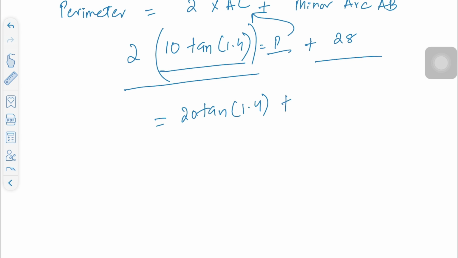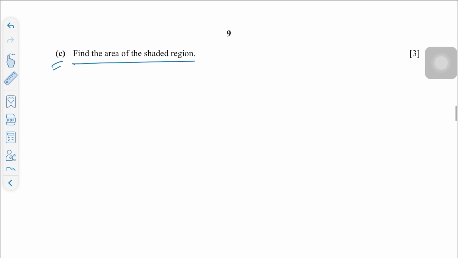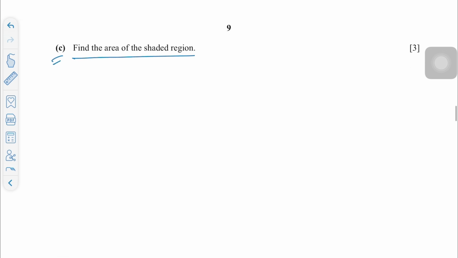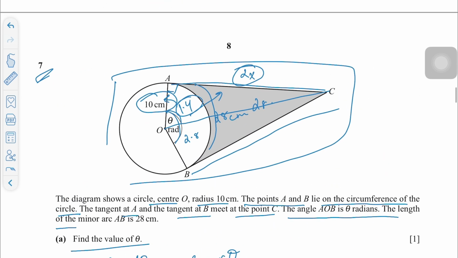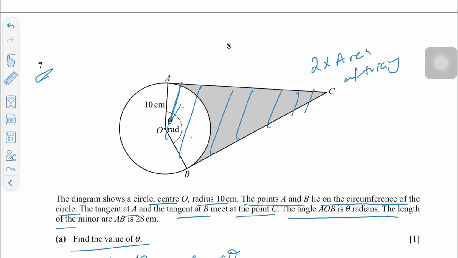So you can calculate this by yourself by adding these both. You get the perimeter of the shaded region, right? So now we have our part C as find the area of the shaded region. The area of the shaded region would be this complete, or 2 multiplied by area of triangle, and then this area subtracted.